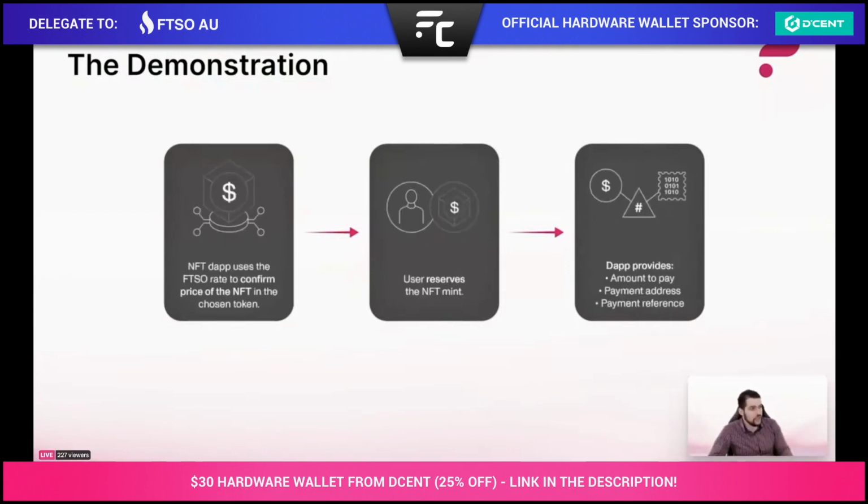Once we know this, we can reserve our NFT. This is essentially just a contract call on the Songbird network to make a reservation and get some additional data. And our NFT contract will respond with the data that we require to proceed with the payment: the amount we need to pay, the payment address, and the reference we should include so that we can identify the payment with a specific NFT.